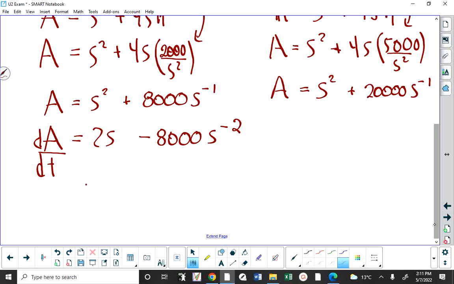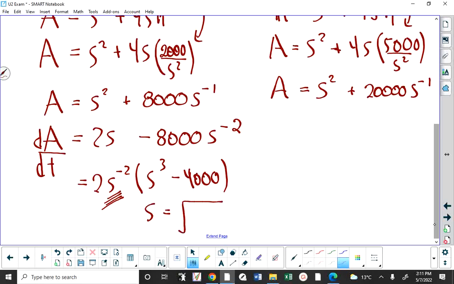So what can we do here? We can factor out a 2 and an s to the negative 2 and be left with s cubed minus 4,000. You probably should address the critical value here of s being 0, but that's not a possible solution. The critical value here that gives you the solution will be the cube root of 4,000.